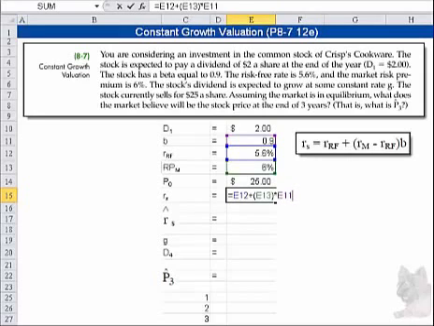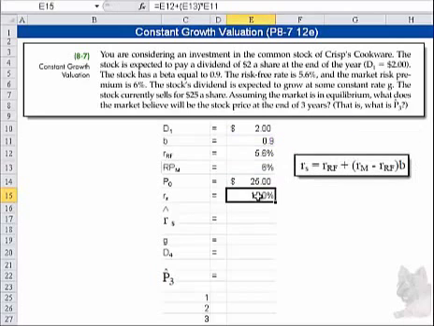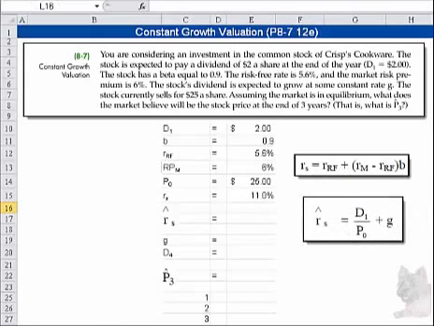So we're going to take the value in E12, which is the risk-free rate, plus the risk premium times beta. So we're just working this formula right here. And when we do that, we're able to determine the required rate of return, and it's equal to 11%. The next item we need to solve for is the expected rate of return on the stock, and that's given by this formula. So we take the next dividend divided by the current price plus growth, and that's what the expected rate of return on the stock is.